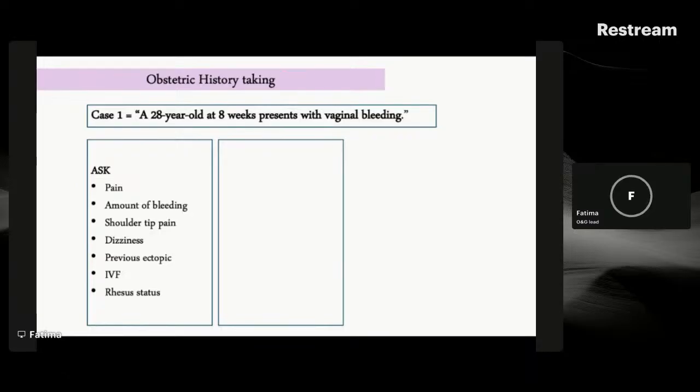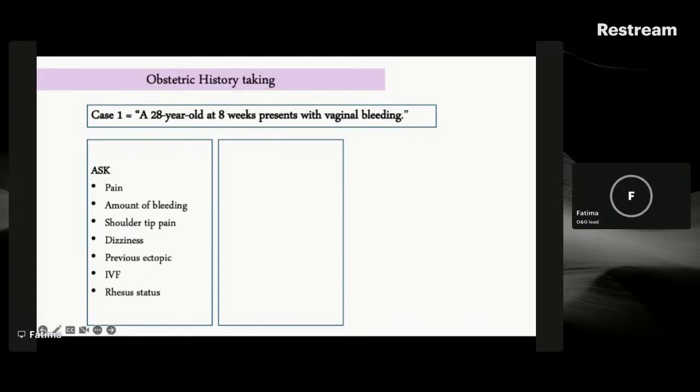So we're asking, is she in any pain? What was the amount of bleeding? How many pads did she go through? It's important to know about the pain characteristics as well, so we're doing a SOCRATES for the pain, because unilateral pain would make you think of something like ectopic pregnancy, as would shoulder tip pain. In terms of the bleeding amount, if it's heavy bleeding or there are any clots, you're thinking of a miscarriage. If it's minimal bleeding, then is it a threatened miscarriage?